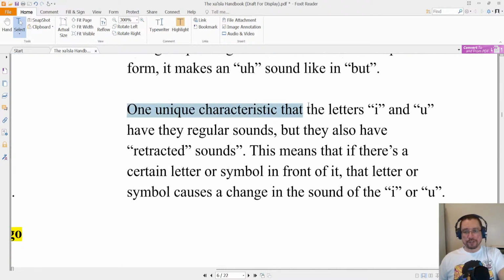One unique characteristic that the letters I and U have... I'm not sure what happened here, there's a typo.